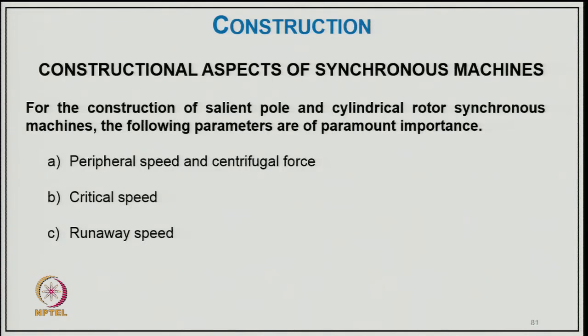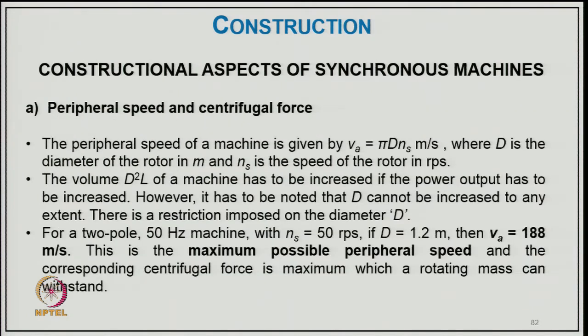For the construction of cylindrical pole machines, the following parameters are typically of paramount importance: peripheral speed or centrifugal force, critical speed and runaway speed. The peripheral speed of the machine is given by V = πdn in meters per second, where d is the diameter of the rotor in meters and n is the speed in revolutions per second.